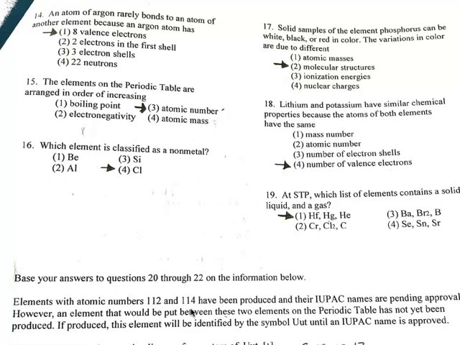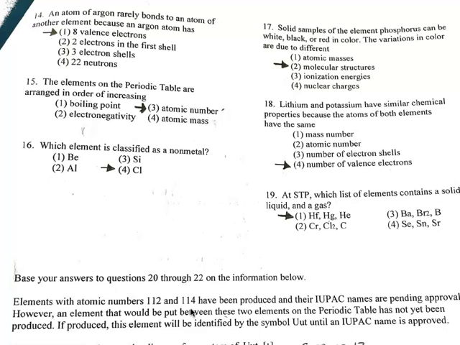Beryllium and aluminum are both metals. Silicon is a metalloid. The only nonmetal there is chlorine. 17, solid samples of the element phosphorus can be white, black, or red in color. The variations in color are due to their different molecular structures, the way that they are arranged. Lithium and potassium have similar chemical properties. Anytime you see similar chemical properties, you need to be thinking the same group. And if they're in the same group, they're going to have the same number of valence electrons.